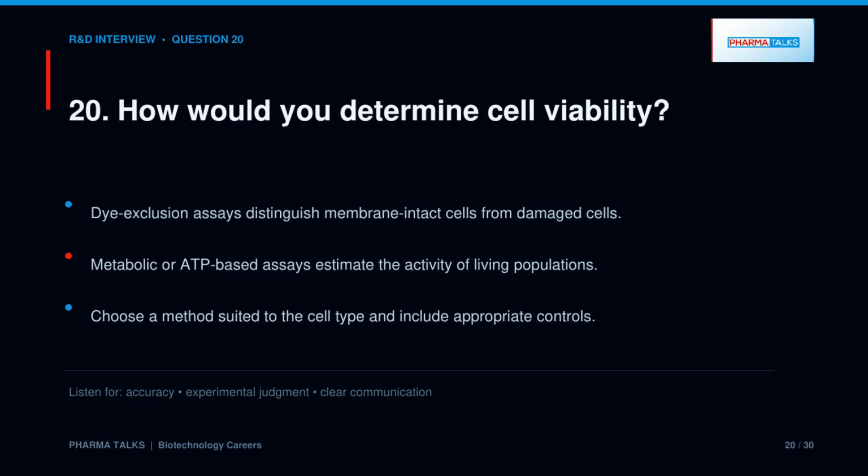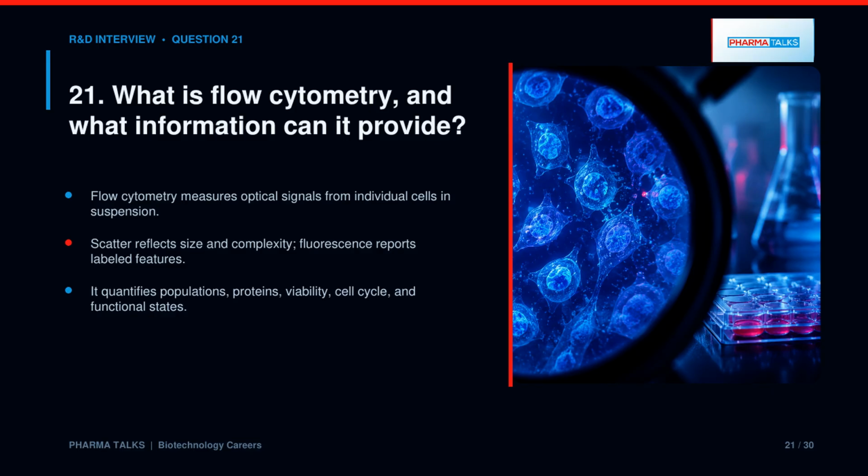Question 20. How would you determine cell viability? Cell viability can be measured through membrane integrity, metabolism, or cellular ATP. Trypan blue is a simple dye-exclusion method, while Resazurin, MTT-type assays, and luminescent ATP assays support higher throughput measurements. The selected assay must fit the cell type and treatment, and results should include blank, untreated, and positive death controls.